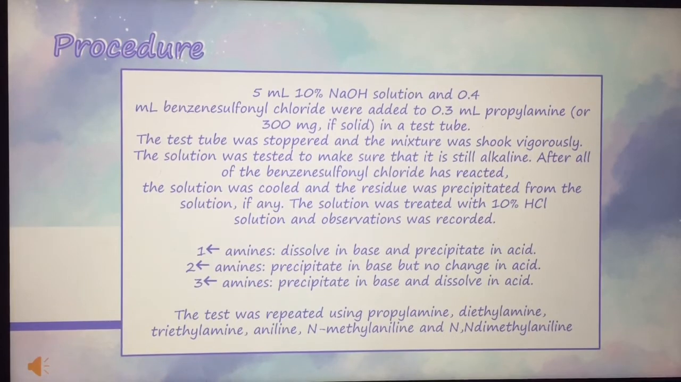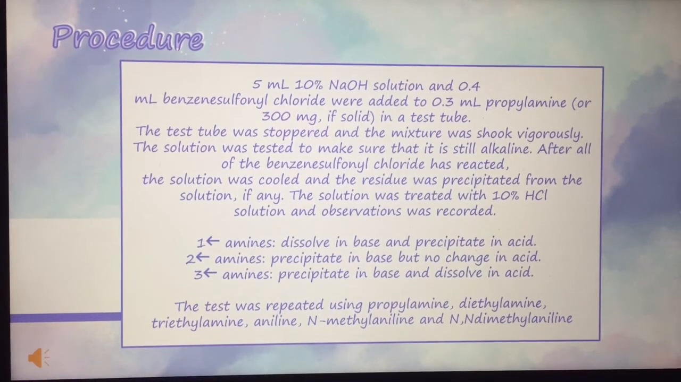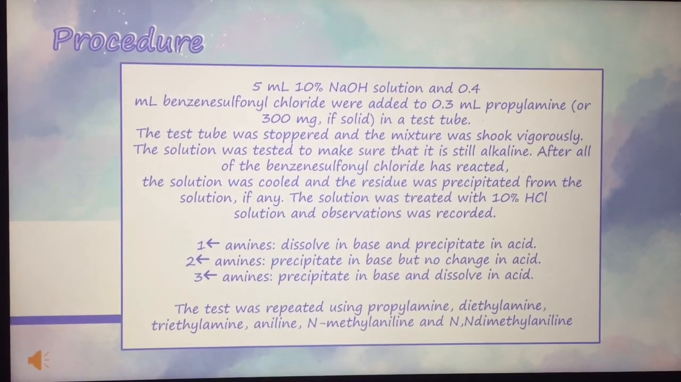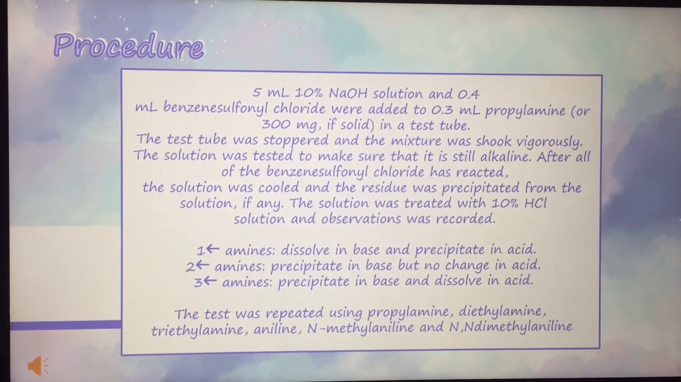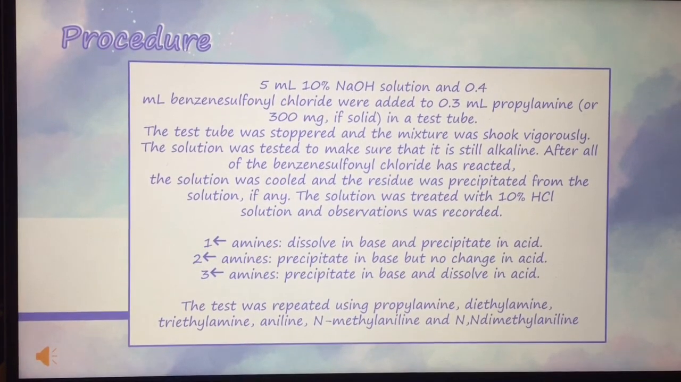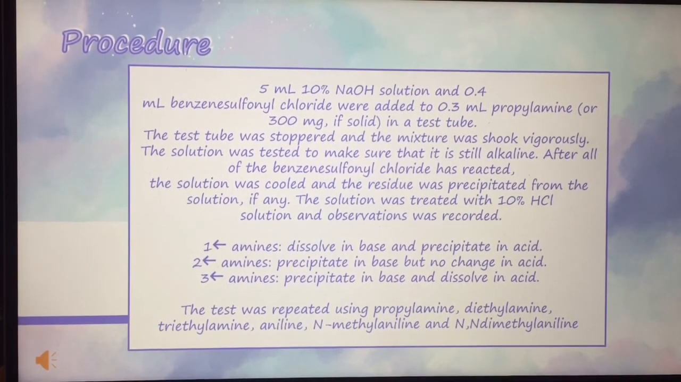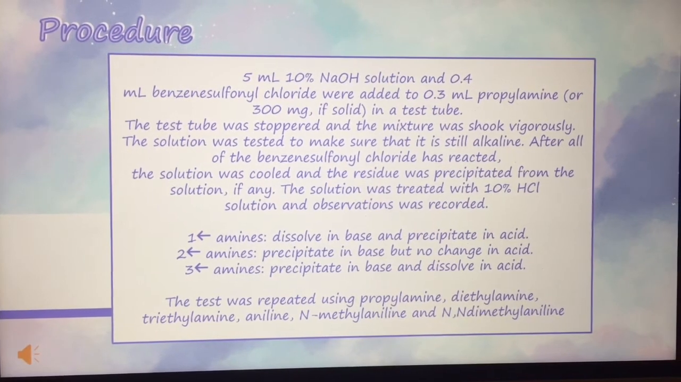The procedure for this test is 5 ml of 10% sodium hydroxide solution and 0.4 ml benzene sulfonyl chloride were added to 0.3 ml of propylamine, or 200 mg if solid, in a test tube. Then the test tube was stoppered and the mixture was shaken vigorously. The solution was tested to make sure that it is still alkaline. After all of the benzene sulfonyl chloride has reacted, the solution was cooled and any residue precipitated from the solution was noted. Then the solution was treated with 10% hydrochloric acid solution and observations were recorded.